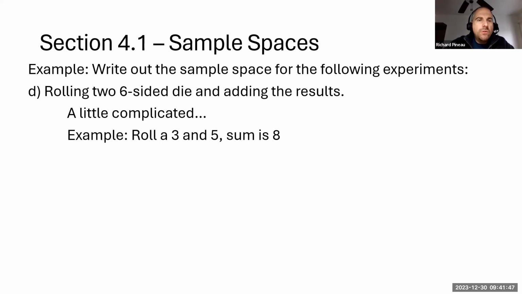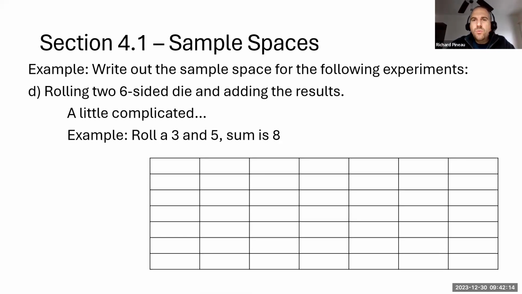Okay, we want to roll two six-sided die, and we want to add the results. Okay, so this one is a bit more complicated. So this means if I roll a 3 and a 5, what I need to do is sum those digits, sum those results. So this would be a sum of 8. Okay, so if I roll a 6 and a 3, that means I would have a sum of 9. So how do I keep track of all this?